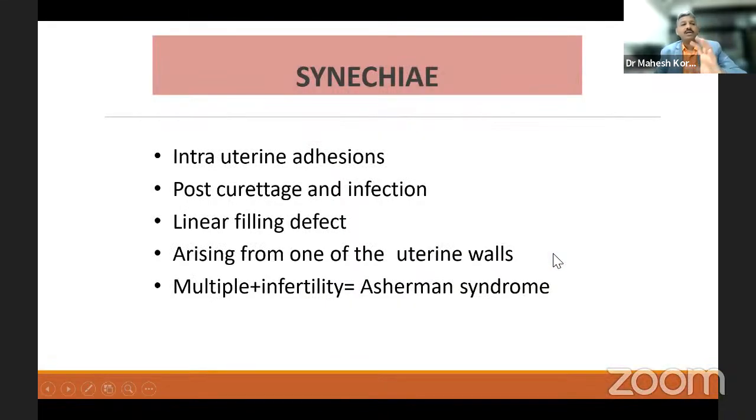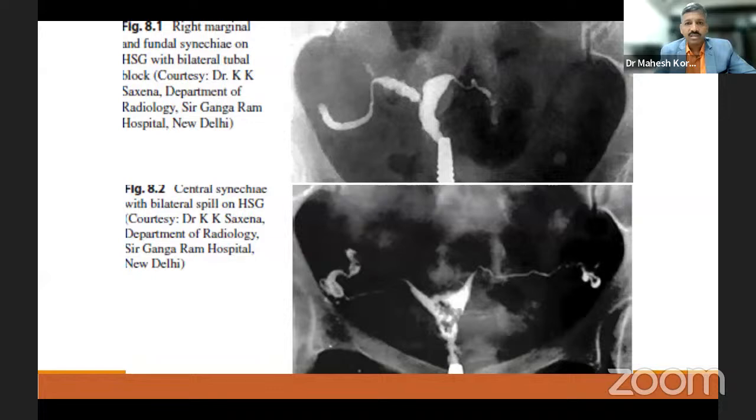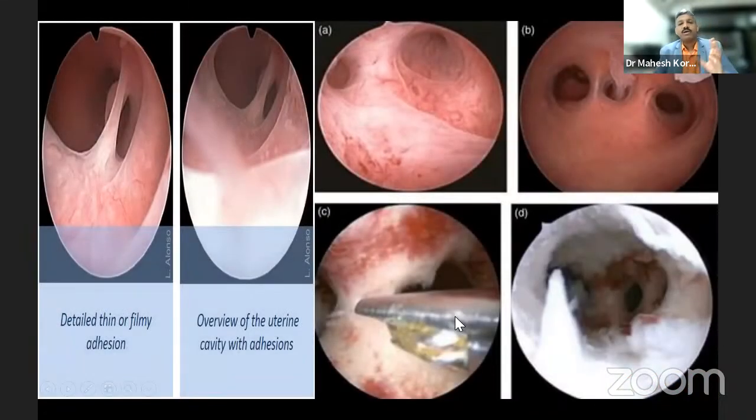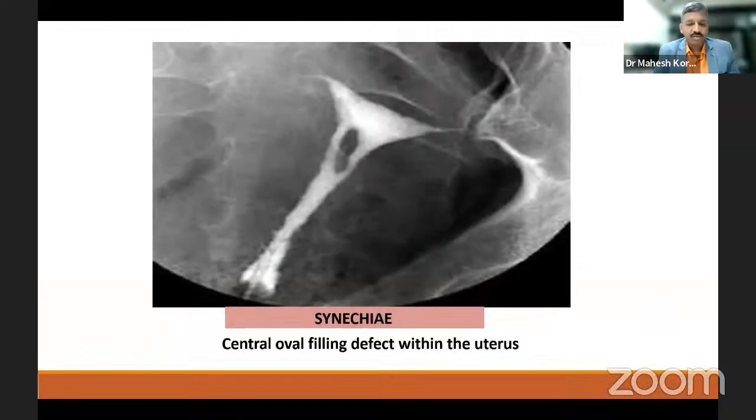So synechiae are kinds of uterine adhesions which can happen after tuberculosis or repeated curettage or infection. They cause a lot of filling defects. You can see almost moth-eaten like uterus. Half of the uterus is eaten, with irregular outline. You can see the irregular outline. All these are suggestive of the kind of synechiae. These are all different hysteroscopic views of such synechiae which need to be corrected by doing a hysteroscopy.